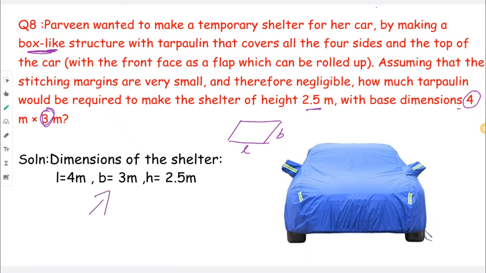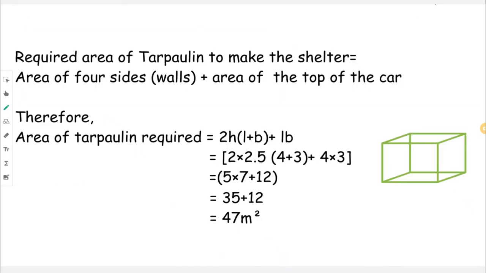So you might have seen that people use this type of covers, right? Maybe to protect it from the dust or the rain. Same thing here, right? But now remember the box-like structure. What is the shape? It's in the shape of a cuboid. All right. So now let's find the total area required. Okay. So required area of the tarpaulin to make the shelter.